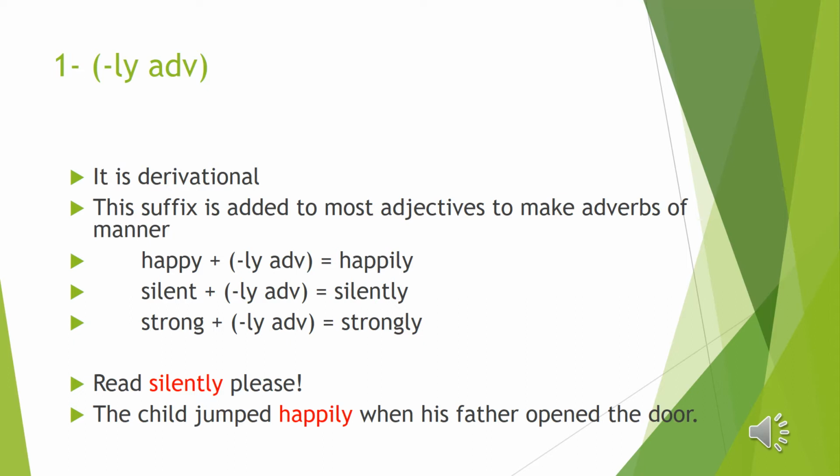The child jumped happily when his father opened the door. Happily is the ly form, and it is an adverb because it describes the verb jumped. How did the child jump? He jumped happily, in a happy way. So happily describes the way of jumping. That is why it is an adverb. And because it is an adverb, the ly in this adverb is ly adverbial.